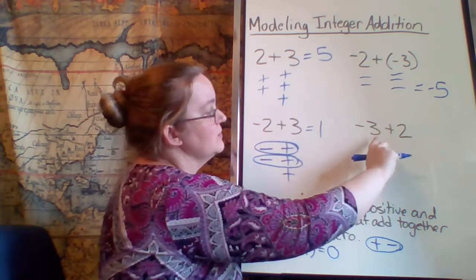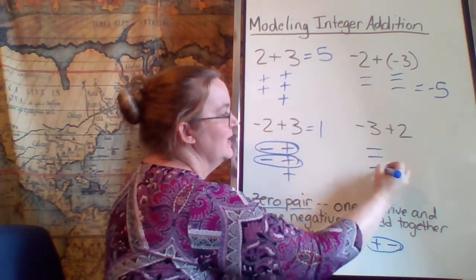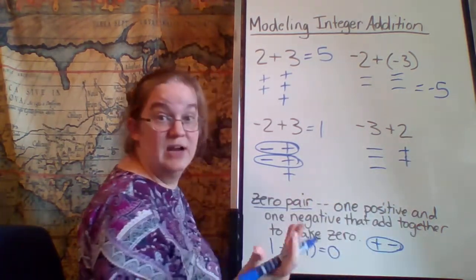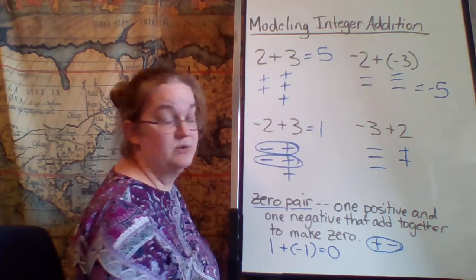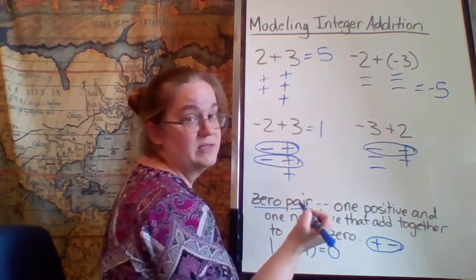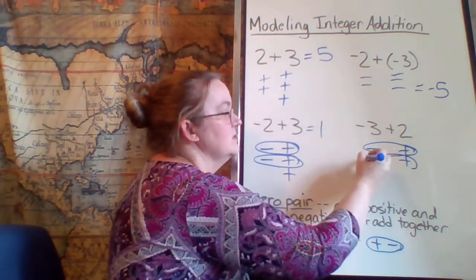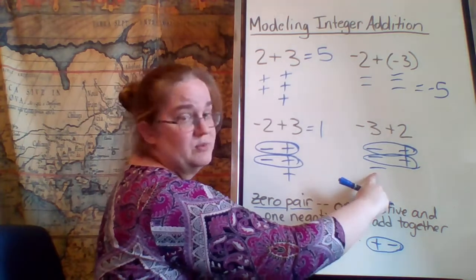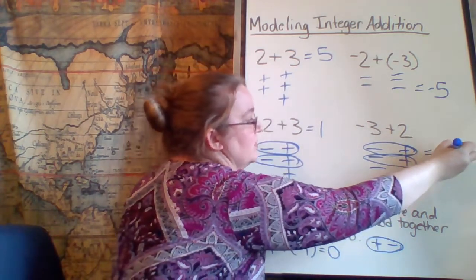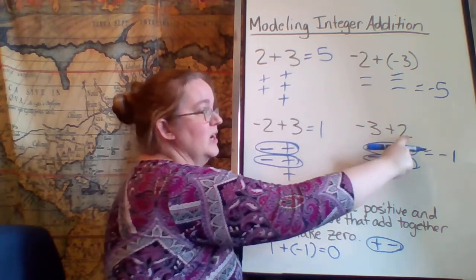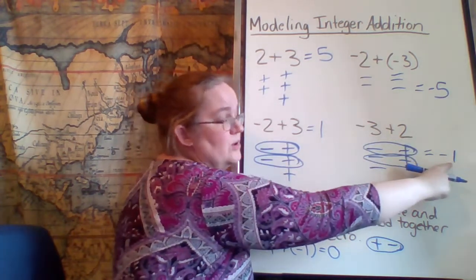Okay. So on this one, I have 3 negatives plus 2 positives. So again, I've got positive and negatives. I'm going to make as many zero pairs as I can. So 1 positive, 1 negative makes 0. They cancel each other out. 1 positive and 1 negative makes 0. They cancel each other out. I'm left with 1 negative. And so that would just be -1. If I owe you $3, I pay you back 2, I still owe you $1.